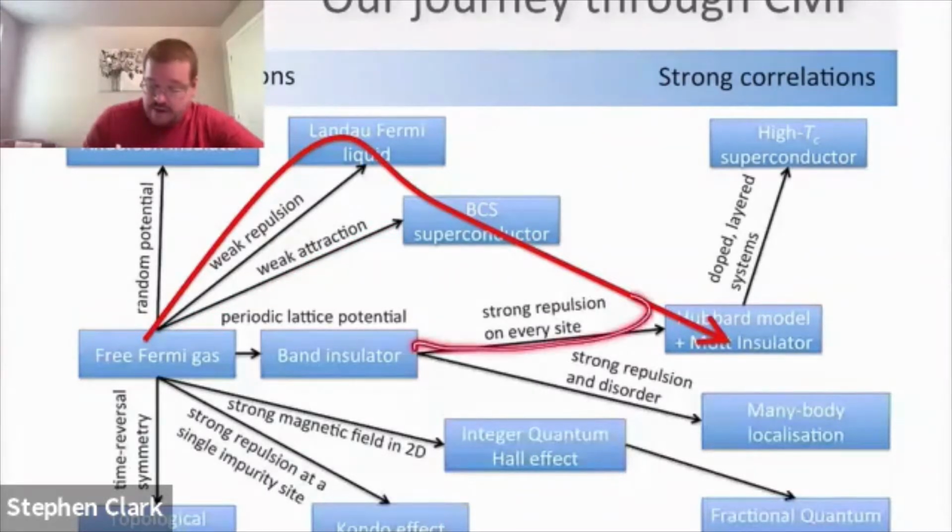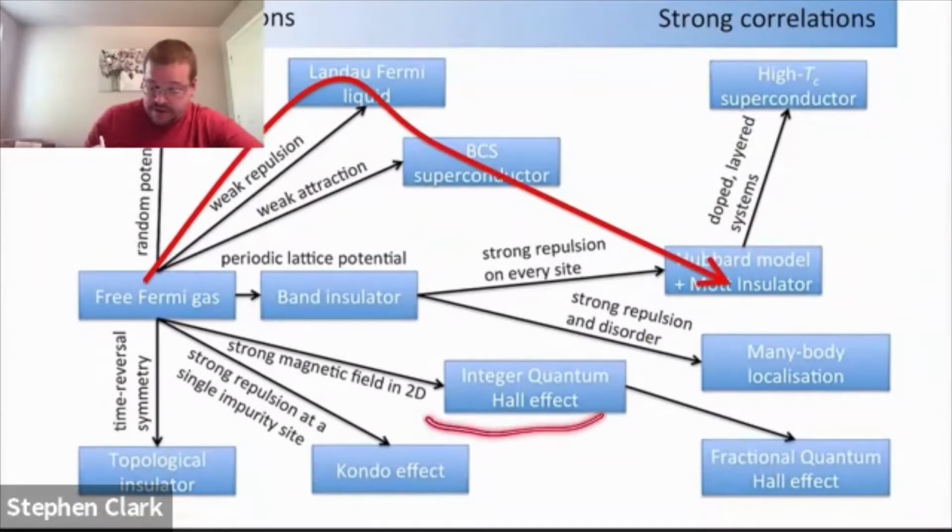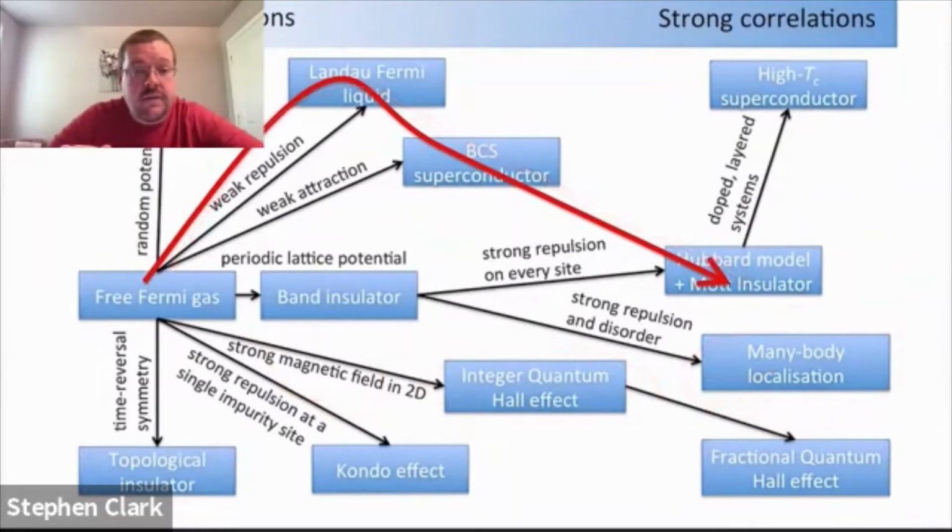And if you add very strong repulsion on all the lattice sites of the problem, then you end up with the Hubbard model and Mott insulators, which is of course relevant to high temperature superconductors. But then there are other topics such as adding strong magnetic fields, getting you to the integer and fractional quantum Hall effects, or adding interaction and disorder together, you get something called many-body localization. These are all very common topics in many-body theory at the moment, especially many-body localization. That's a very hot topic at the moment. But we're going to just follow this path over the next few lectures.